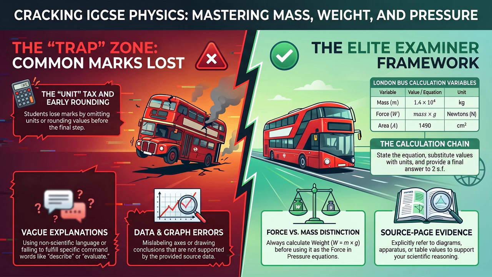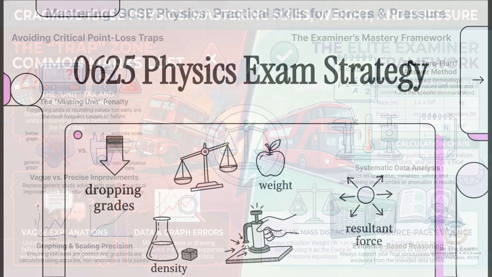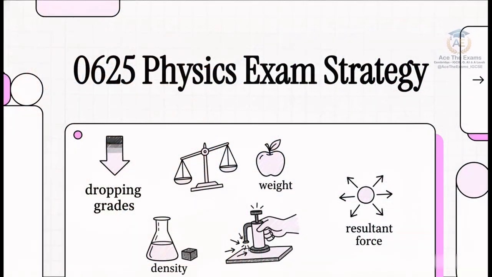A grade 9. Dropping to an 8, dropping to a 7. Right there. That is the exact sound of your Cambridge 0625 physics grade slipping away right in front of your eyes. And the craziest part? It is not because you don't know the physics. It's because you don't know the exam. You're walking into the hall blind to the trapdoors.